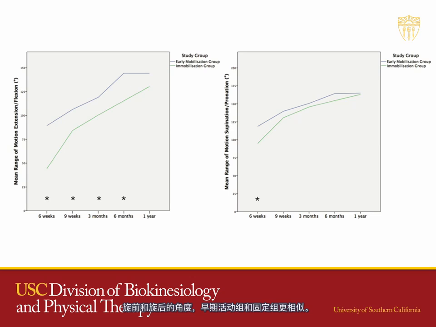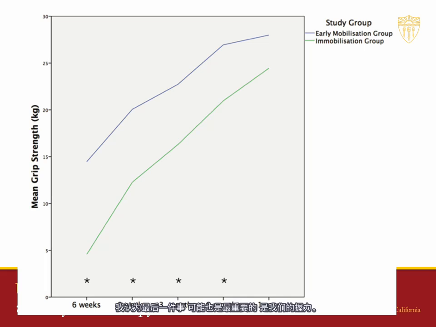Pronation, supination, a little bit more similar, the early mobilization versus the immobilization groups. And at 1 year, they were pretty close to the same, but still better and improved more quickly in the early mobilization group.